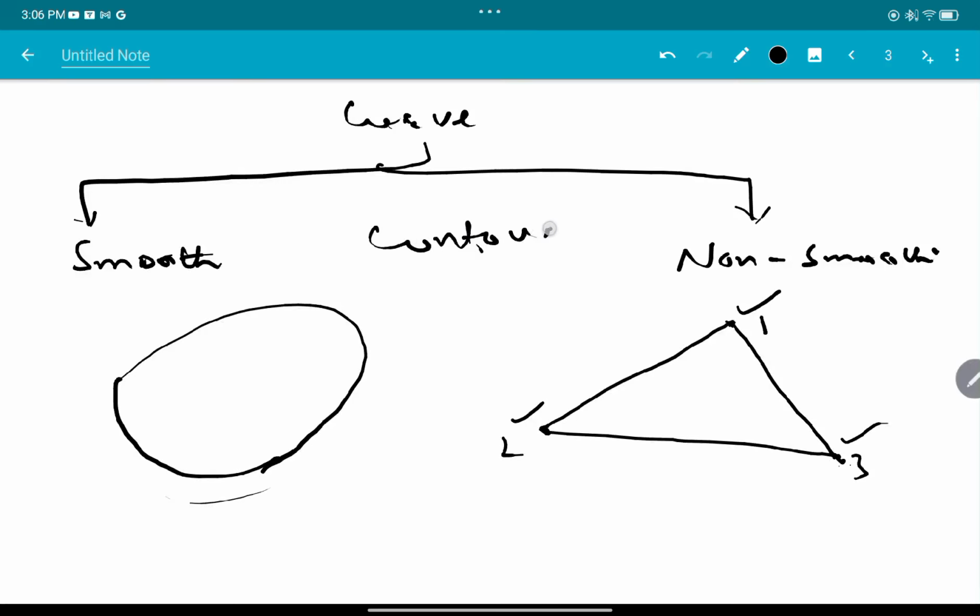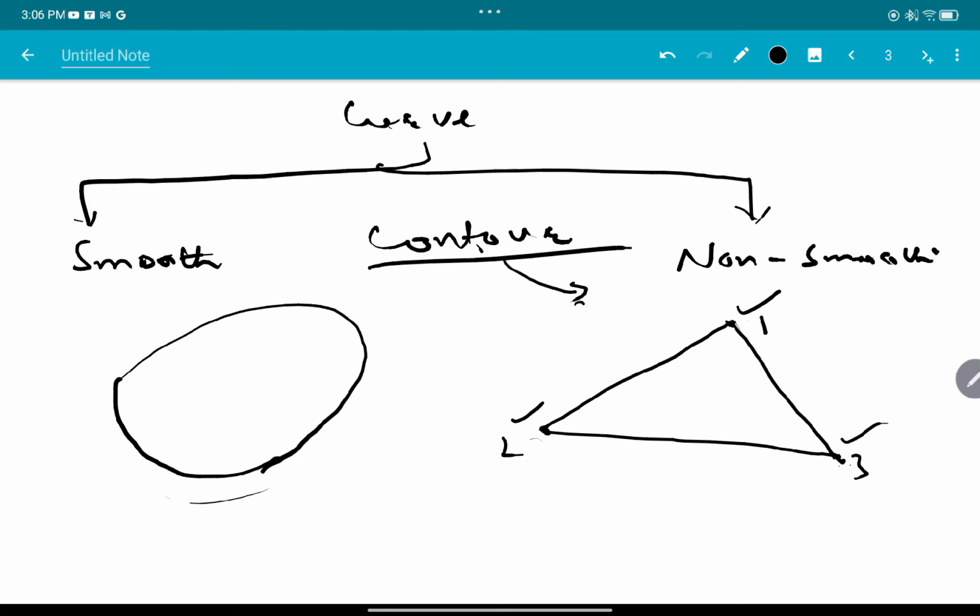There is some confusion regarding this nomenclature. Often some people say that contour represents only closed curves which are either completely smooth or piecewise smooth. That means smooth but in pieces. This piece is smooth, this piece is smooth, this piece is smooth.